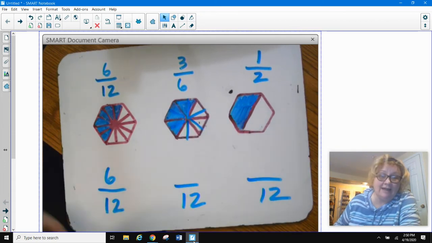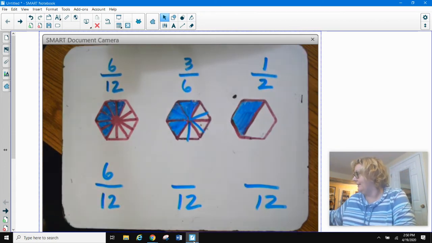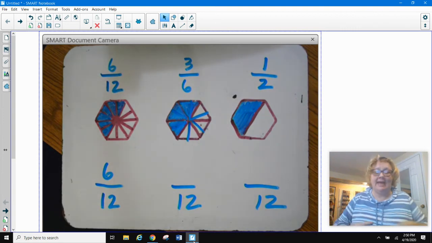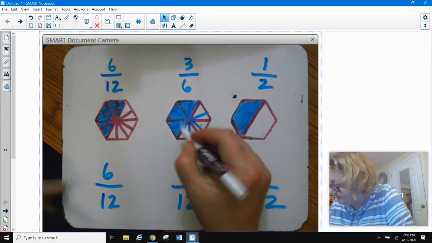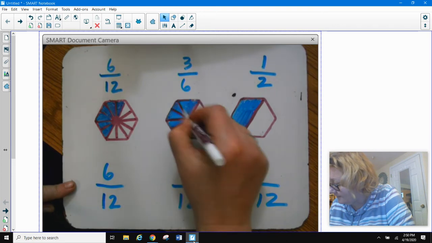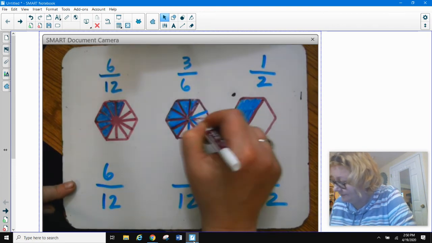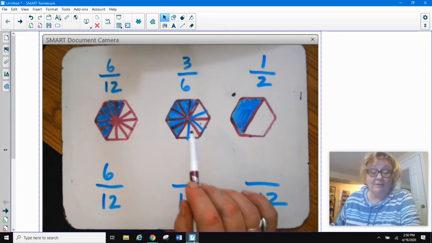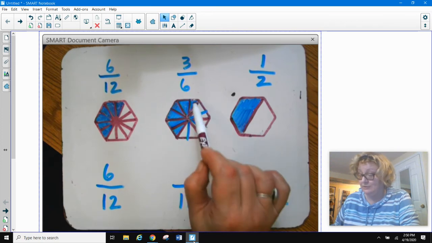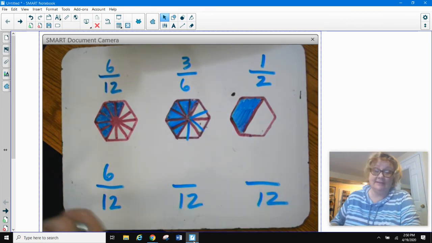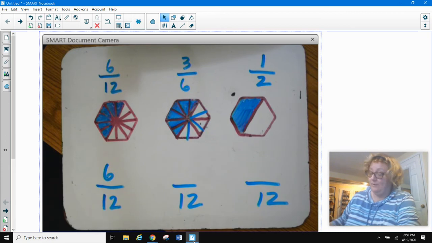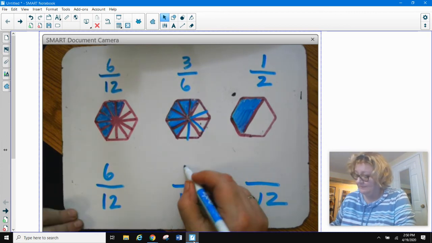And we should now have, let me get a different color ink, we should now have 12 pieces. And that looks great, okay? So now count how many pieces are shaded. 1, 2, 3, 4, 5, 6. All right, we've created an equivalent fraction, okay?